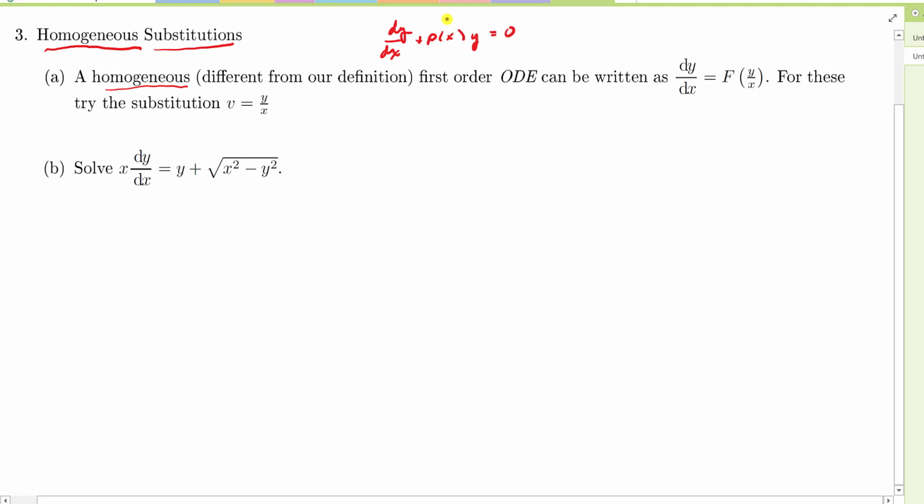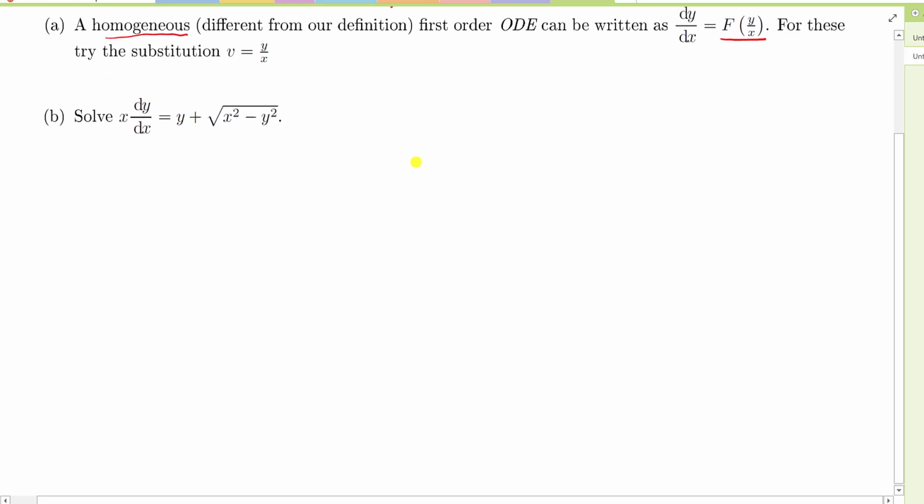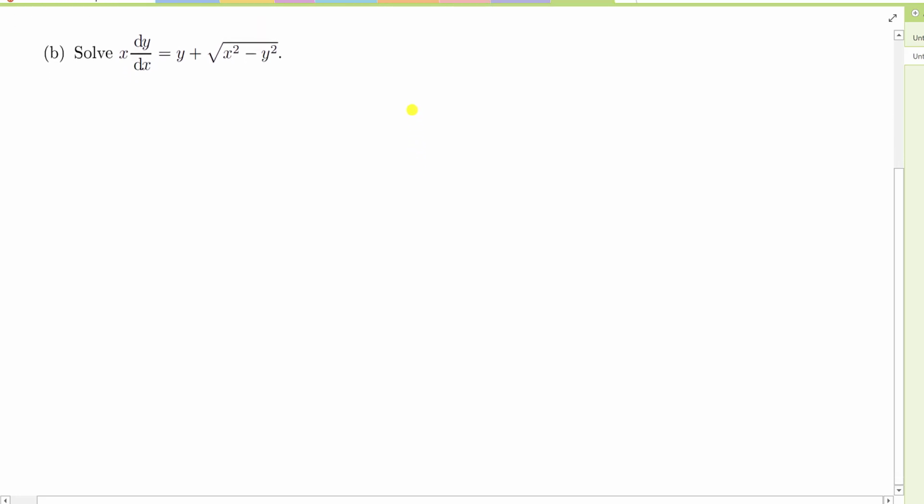So this is our definition of homogeneity that we gave in one sentence earlier on. That's different than this definition here. In the second definition, we're going to say that a homogeneous equation is going to be written in this form, where we have f of y over x. I'm not too worried about the classification here, but just know that this is one of the substitution techniques that we can try. So the key is, if you can write it as some function of y over x, to use the substitution v equals y over x. Let's go ahead and try that here.